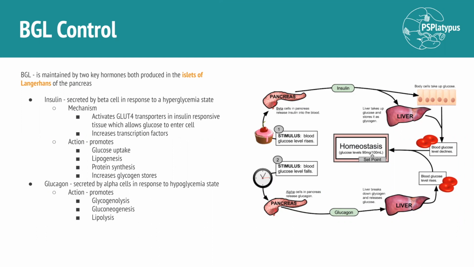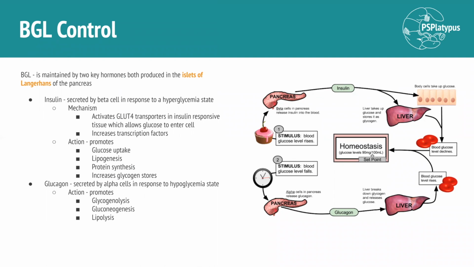So in terms of blood glucose control, blood glucose is maintained by two key hormones produced in the islets of Langerhans of the pancreas, that being insulin via our beta cells and glucagon via our alpha cells. Insulin is released in response to a hyperglycemic state, for example, when you eat a sugary meal. This comes into your gut, which is then absorbed into the body, where it absorbs into our bloodstream, thereby increasing the blood glucose level in our blood.